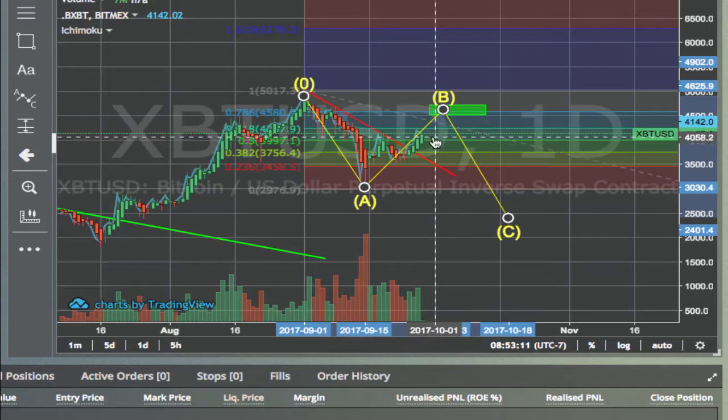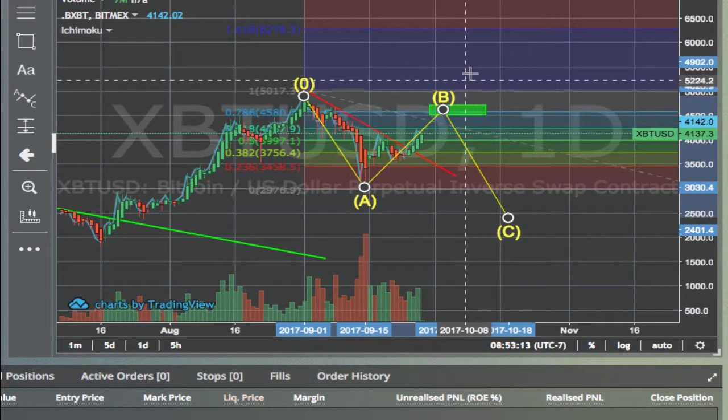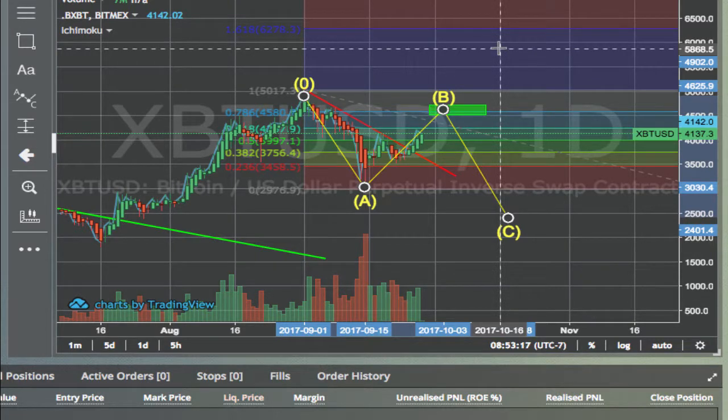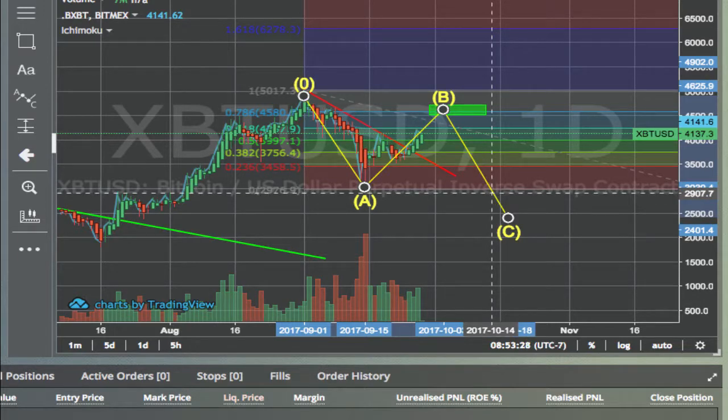All right, and like I said, when we start to push through here, if we do, there's just going to be a lot of money coming in quick, and we'll just basically follow it up as we move our stop losses in. Okay, we'll just delete this here real quick.